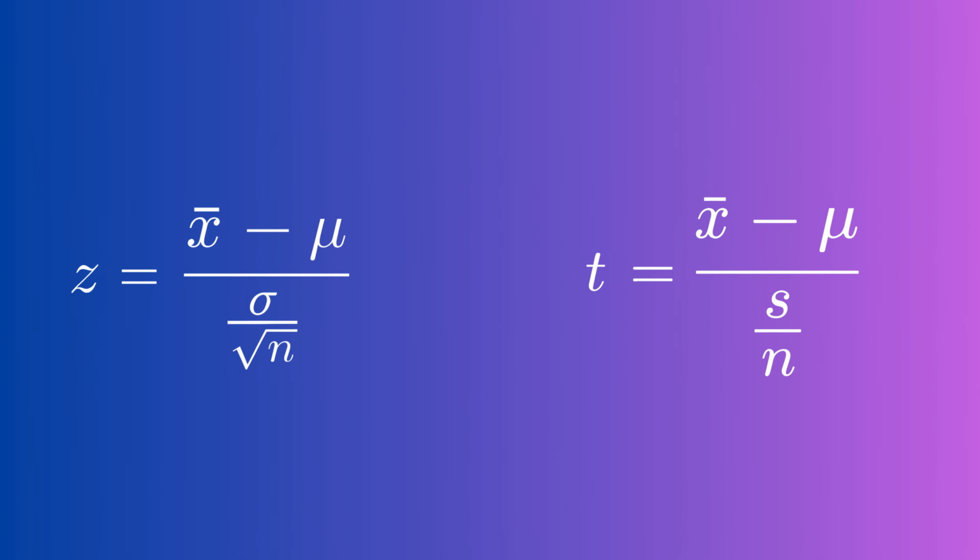Or in statistical notation, z equals sample mean minus expected value divided by sigma, meaning the known population standard deviation, divided by the square root of n, the sample size, for the z-test. And t equals sample mean minus expected value divided by s, which represents the estimated standard deviation, divided by the square root of n. Now to the decisive difference that determines which statistic or which test you should use.